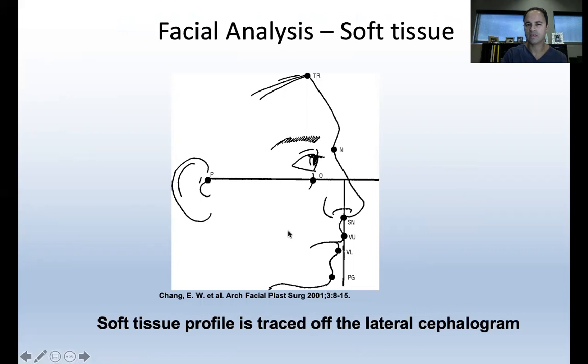We look at the Frankfurt horizontal line, which is the horizontal line drawn from the porion to the infraorbitale, and we draw a perpendicular plane from the Frankfurt horizontal line through the subnasale. And you relate deficiencies from this line to the pogonion.